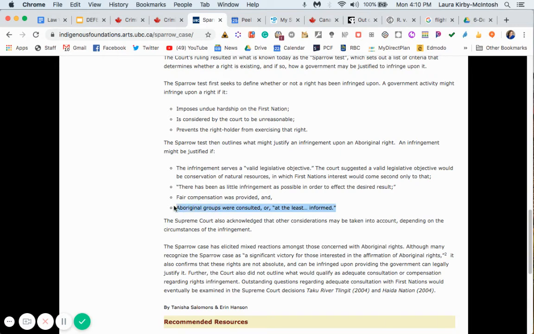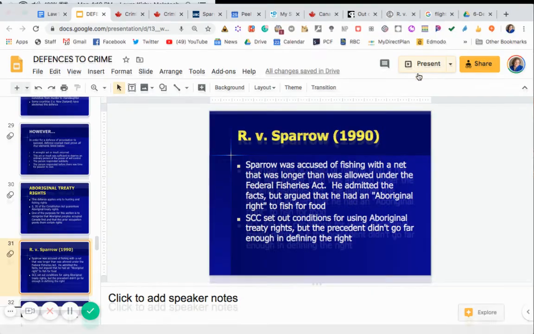Think about the implications that that has on things like the XL pipeline, for instance, or the Keystone pipeline. Is it enough to be informed? Is it enough to be consulted? Was the consultation meaningful, or were they simply going through the motions? So that's a big issue.